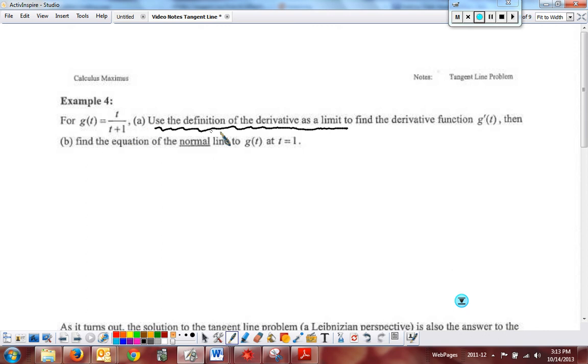So I'm going to pause it. What I want you to do is write your definition of the derivative, and then I want you to find the derivative function g prime of t. I'm going to give you a couple seconds, and then I'm going to write just the first part of it, and then I'll pause it again.